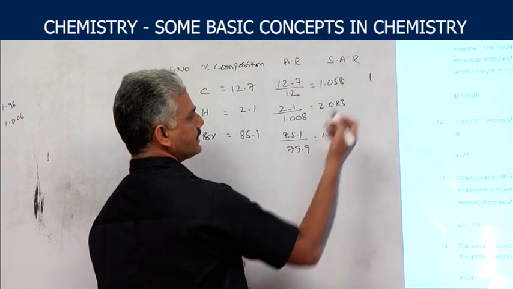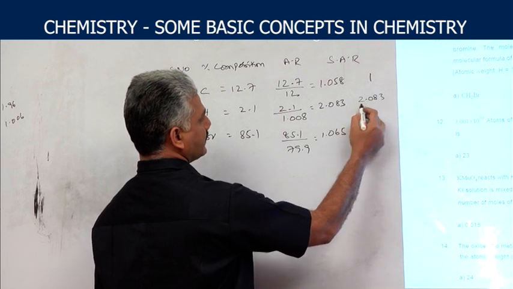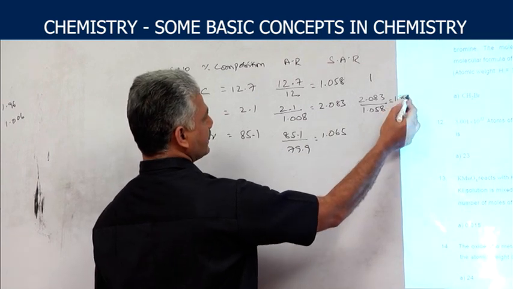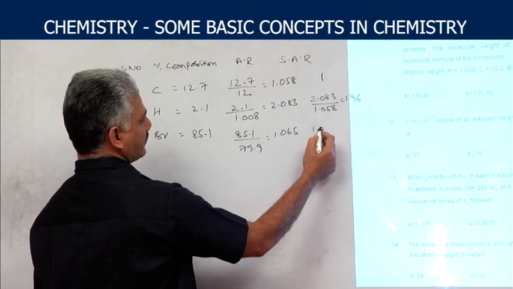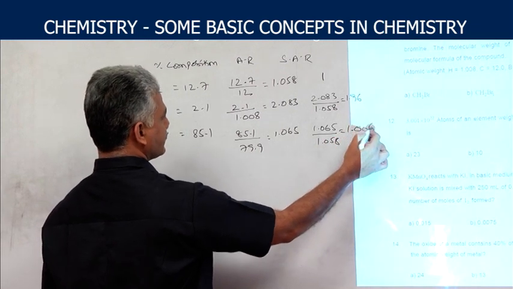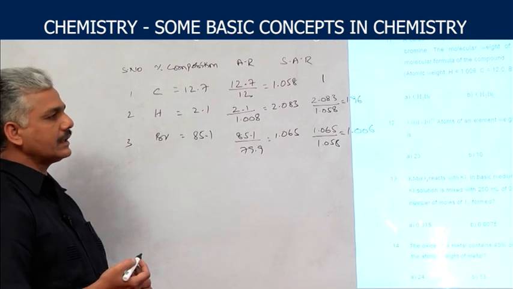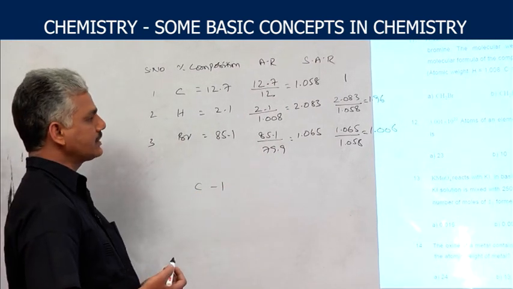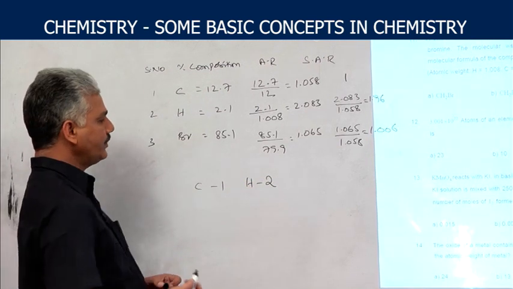So, carbon's simplified atomic ratio comes out to 1, that of hydrogen, 2.083 by 1.058, comes out to 1.96. Bromine's simplified atomic ratio value, 1.065 by 1.058, comes out to 1.006. Now, these values are to be adjusted to their nearest integer values. Carbon, already we have got an integral value, no need to change it. Hydrogen 1.96 can be taken as equal to 2.